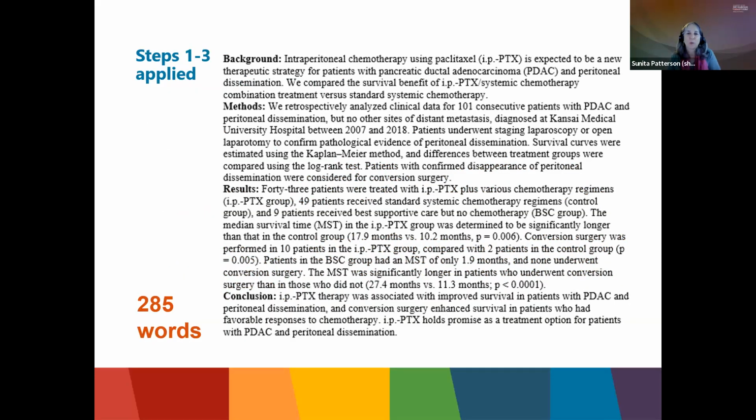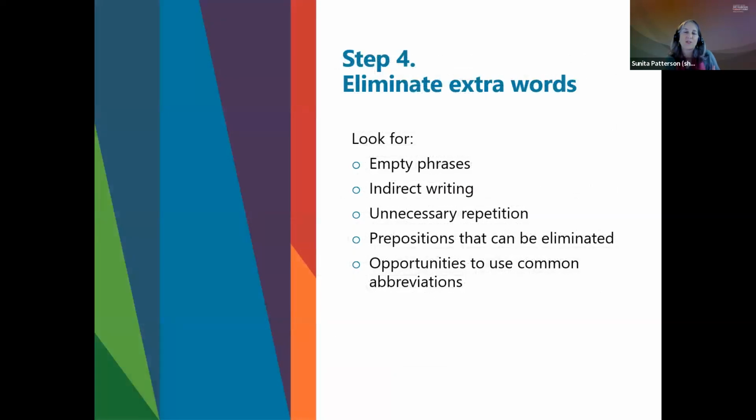Okay, so with steps 1 through 3 applied, the way we edited it, we got down from 467 words to 285. So we got most of the way. And now we're going to look at ways to eliminate words when you're close to the word limit. So step 4, eliminate extra words. This is where you've got the content set, you're happy with the content, and now you're just looking for ways to word the ideas in fewer words.